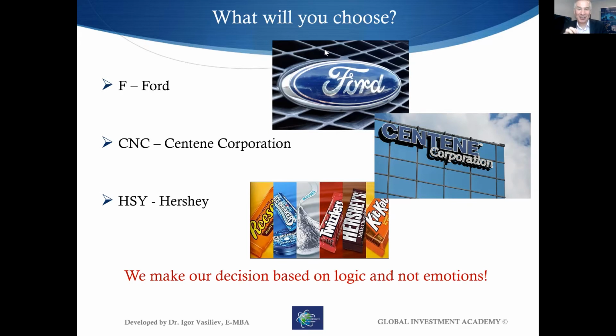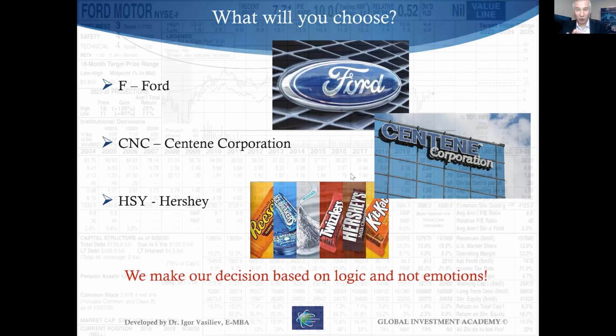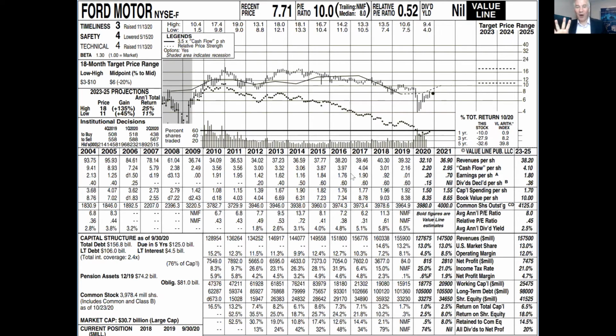This is a tricky question because the answer has to be here. We cannot make the decision unless we see what? Financial statements, or we analyze the company first. So let's have a look how we do it. I'm going to show you 3 reports, one for Ford, one for Centene, and another for Hershey, right? And then you'll tell me again which company you're going to put money in, right?